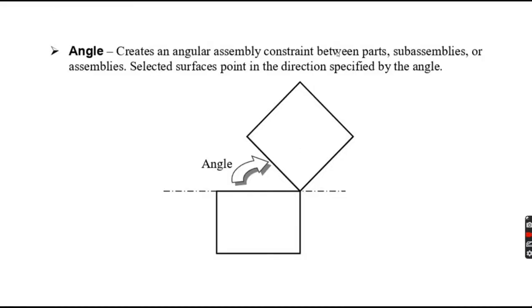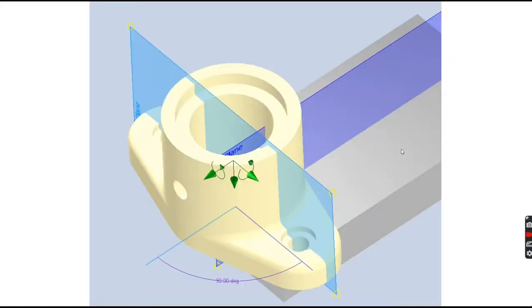Okay, I can take and I can make an angle. Creates an angular assembly constraint between 2 part subassemblies or assemblies. Select the surface points in the direction specified by the angle. So here, for example, okay, I took that same plate and I put a block here, and I have the plane going through the center and the plane going through the center here. Now I can make sure that's 90 degrees there by putting an angle right here of 90 degrees. Okay, now it will be constrained so it's at that 90 degrees.